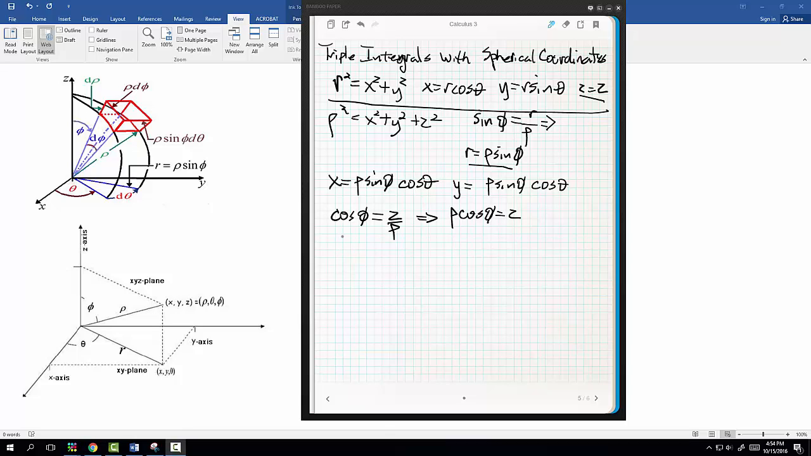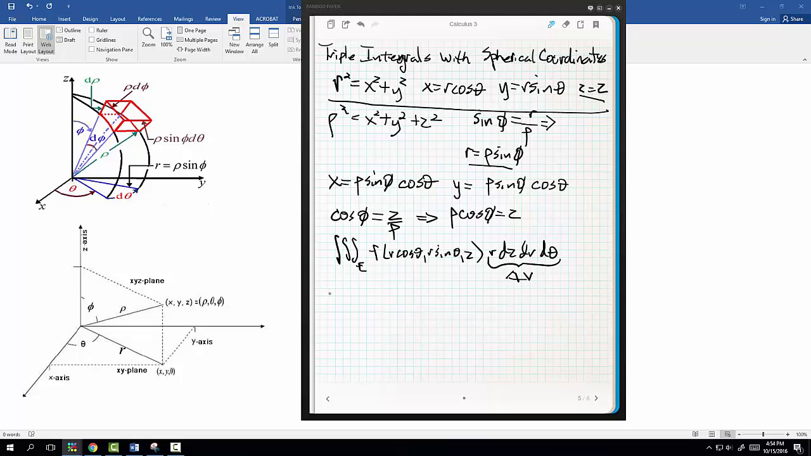formula again? Okay, the formula was the triple integral over the enclosure of f of r cos theta, that's x, right? R sine theta, that's y, and then z, right? And then we ended up with the delta v, which ended up being what? R, dz, dr, and d theta. Now, this guy here constituted that delta v.